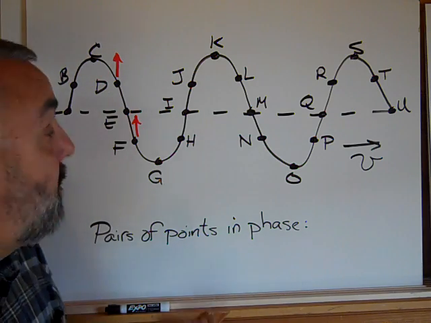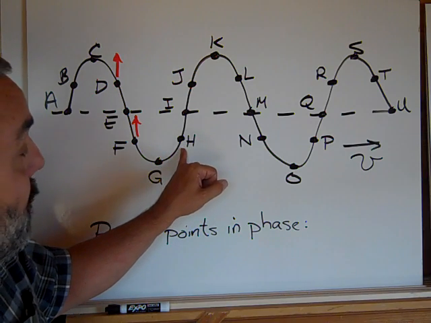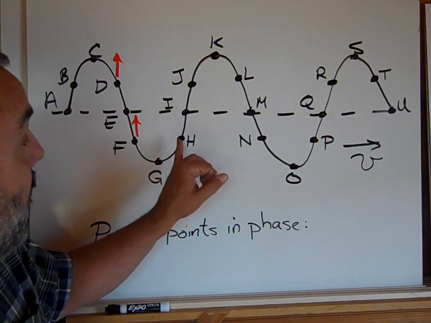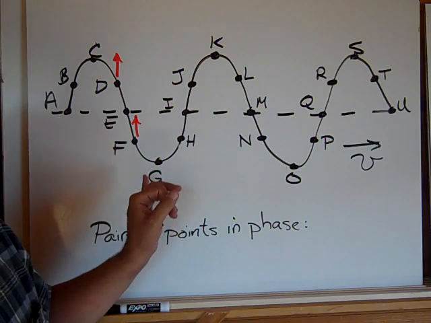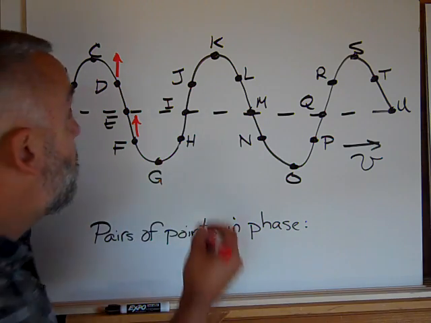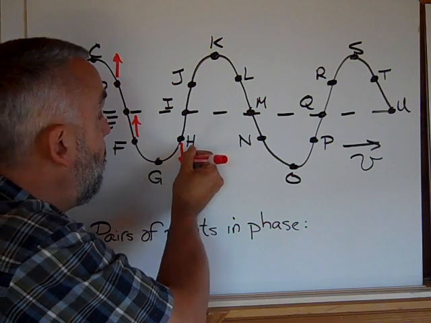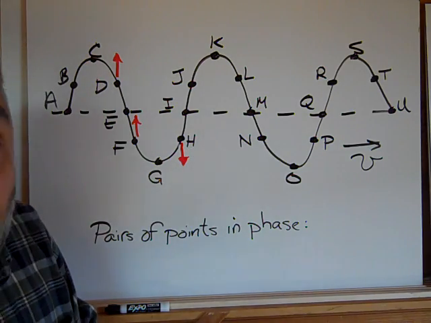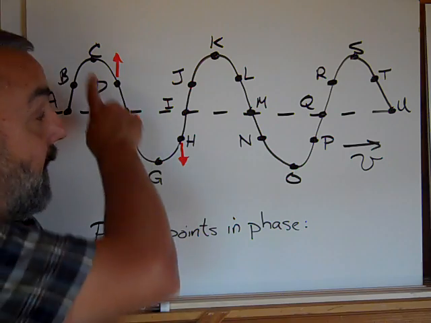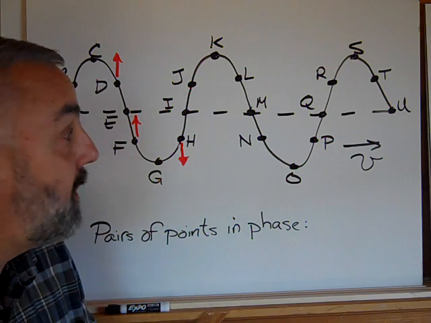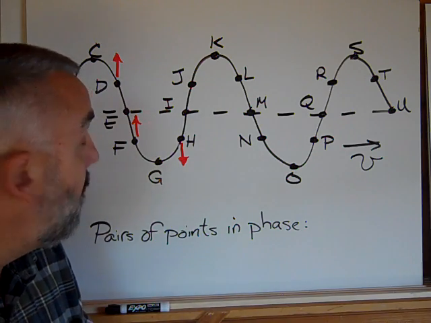Now, an example of a point that's moving downward is point H. If I take a look at point H over here and I peek to the left a little bit and I see what's coming up, a trough is coming up. So H must be moving downward because in a short period of time, H is going to be, well, in the trough.